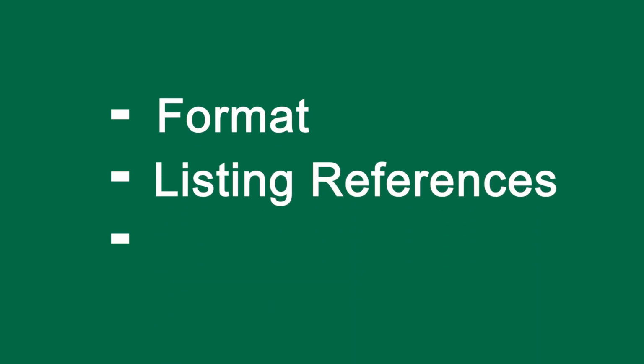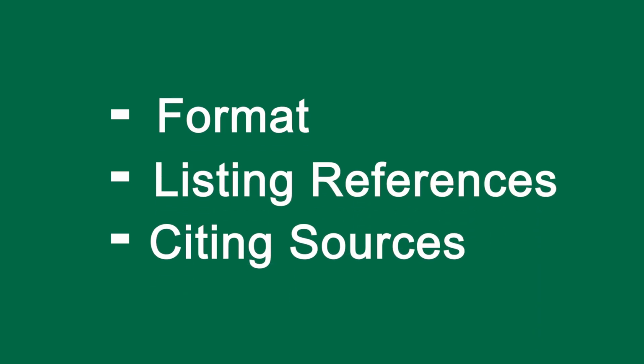To start, let's define APA. APA is an abbreviation for the American Psychological Association. They are the organization behind the APA style. APA gives certain guidelines for academic papers, such as format, listing references, and even citing sources. Since its initial publication in 1952, there have been 7 editions, the latest being published in 2019.